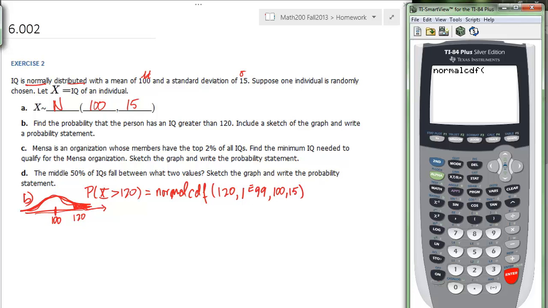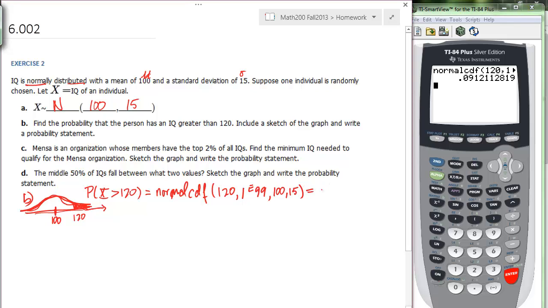So again, the low, comma, the high, this is the 1. The E is right above the comma, so that's the second function of the comma, and then 99, comma, the mean, comma, and the standard deviation. So it looks like the value here will be 0.0912.